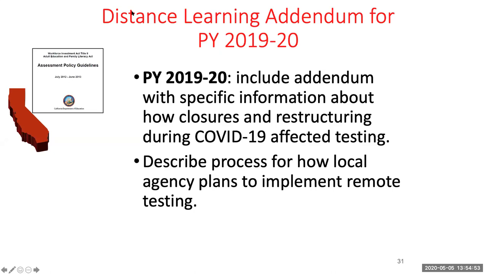What we're going to do is make an addendum to Appendix C that basically has a paragraph or so stating the obvious. So for 1920, we're going to include that extra information, and then there'll be an Appendix D that's specifically for 1920 and specifically for how you're undergoing remote testing.